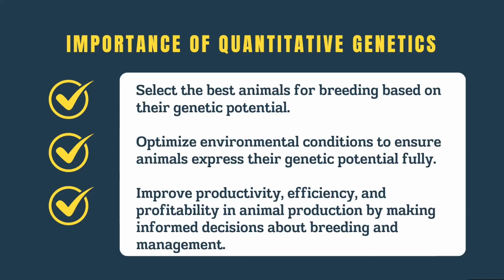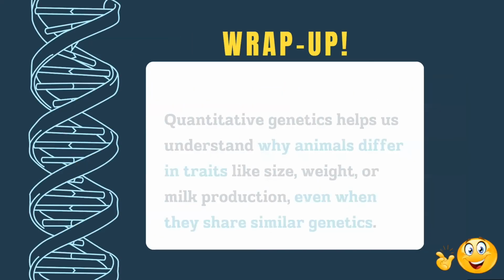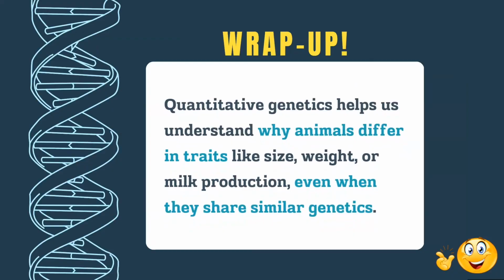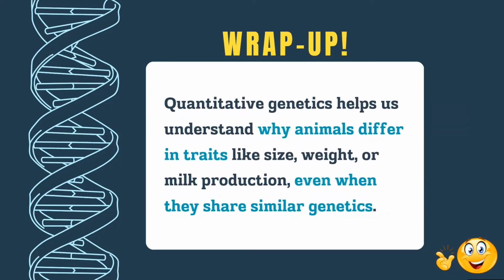So if we apply all this, we can achieve the goal of animal breeding, and the secondary goal will now be achieved, which is of course to achieve profitability. So there you have it. Quantitative genetics helps us understand why animals differ in traits like size, weight, or milk production, even when they share similar genetics. So it's a powerful tool that plays a huge role in animal breeding and agriculture.